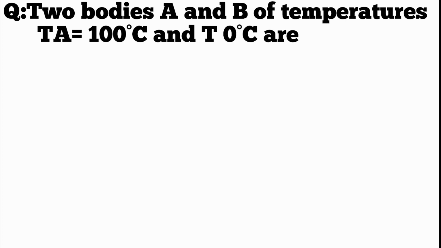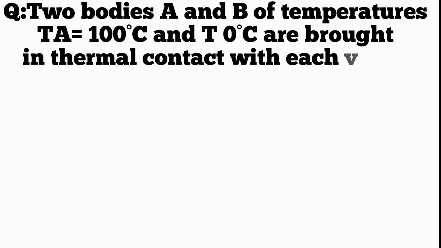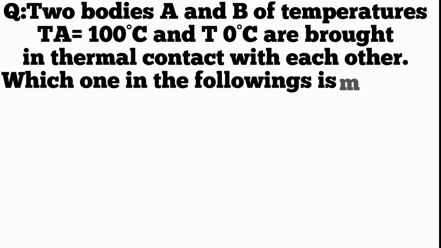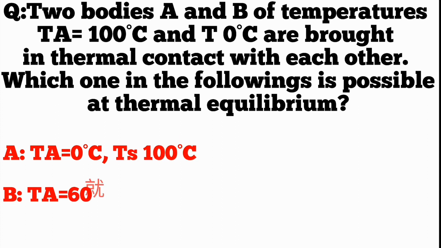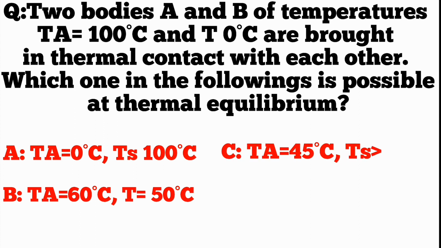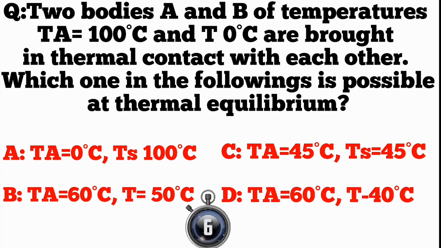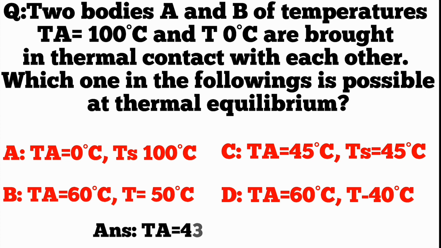Q. 2 bodies A and B of temperatures T equals 100°C and 0°C are brought in thermal contact with each other. Which one in the following is possible at thermal equilibrium? A. TA equals 0°C, TB equals 100°C, B. TA equals 60°C, TB equals 50°C, C. TA equals 45°C, TB equals 45°C, D. TA equals 60°C, TB equals 40°C. Ans. TA equals 45°C, TB equals 45°C.